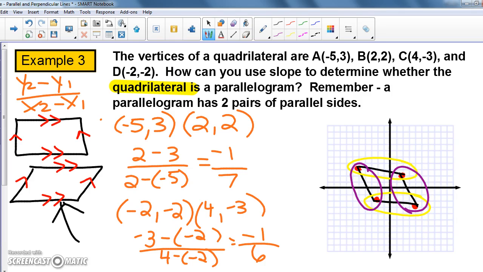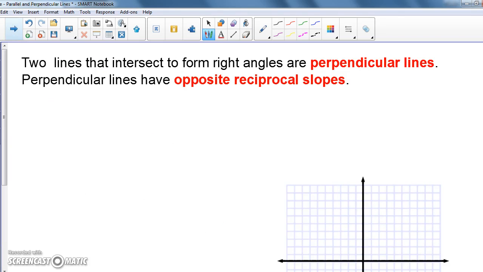We actually don't have to check the other ones. Because the yellows are not parallel, those 2 sides, this is not a parallelogram. Okay, if they were, we would move on to the pinks. So as long as we have 1 pair for the yellow, 1 for the pinks, and they're parallel, these are not. The other thing I want to talk about in this video is perpendicular lines.